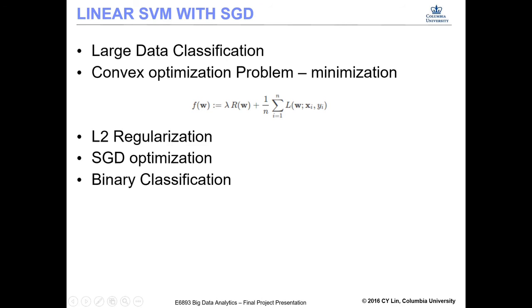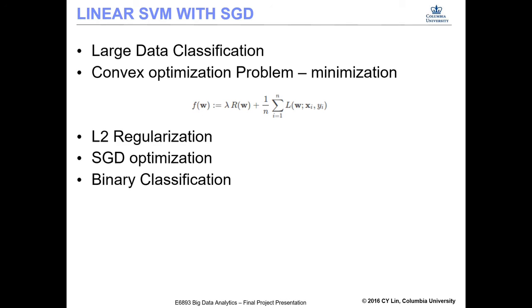Now we look into various other prediction models. The first one we are going to see is the linear SVM. Linear support vector machine is a very popular method in machine learning and data mining. It is usually used in large data classification. This model is basically formulated as a convex optimization problem. The task of this model is finding a minimizer of a convex optimization function f.